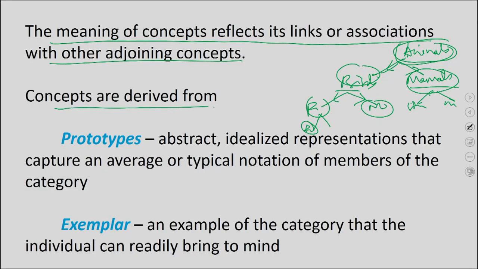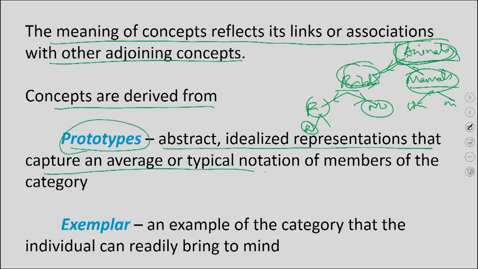Now, how are concepts derived? How are these concepts like animals and birds derived? They are derived from something called prototypes, abstract idealized representations that capture an average of a typical member of the category. So for example, how is the prototype of an animal described?